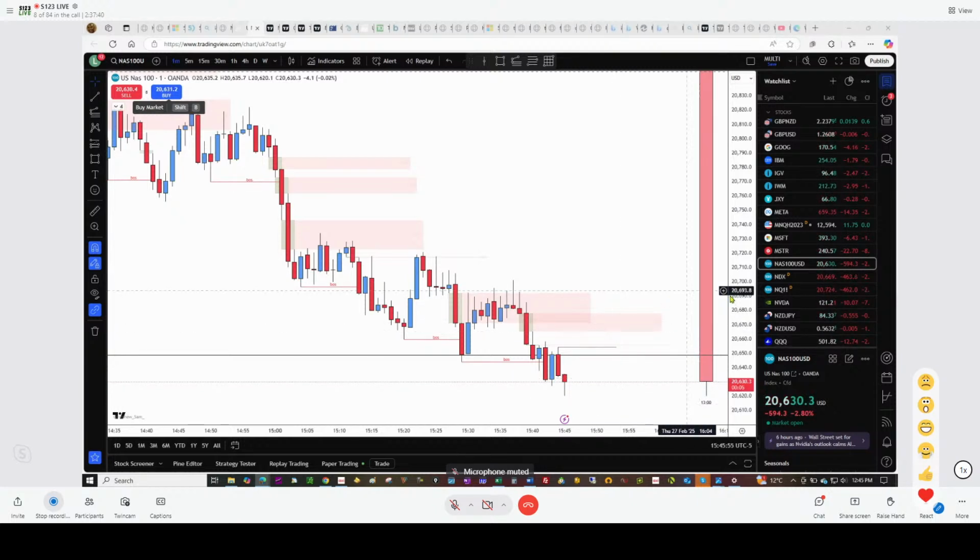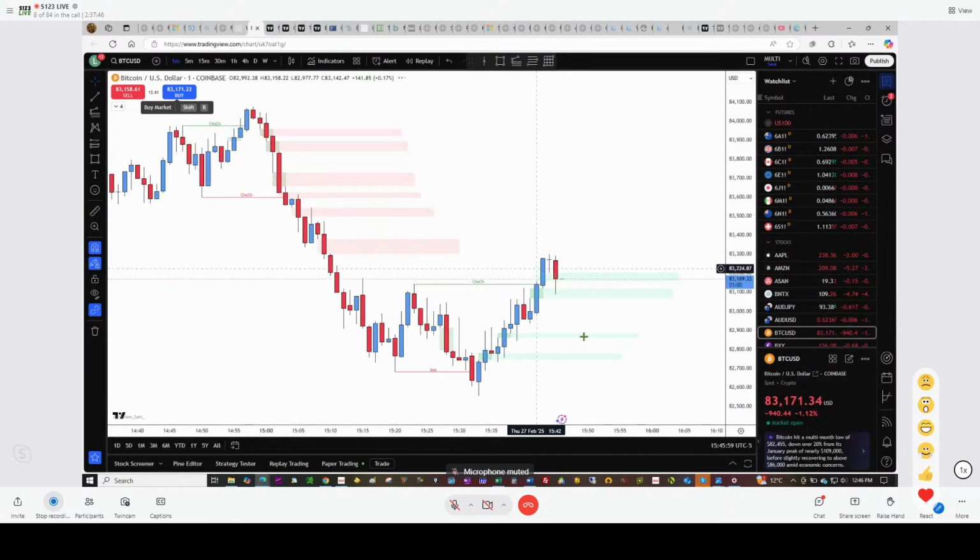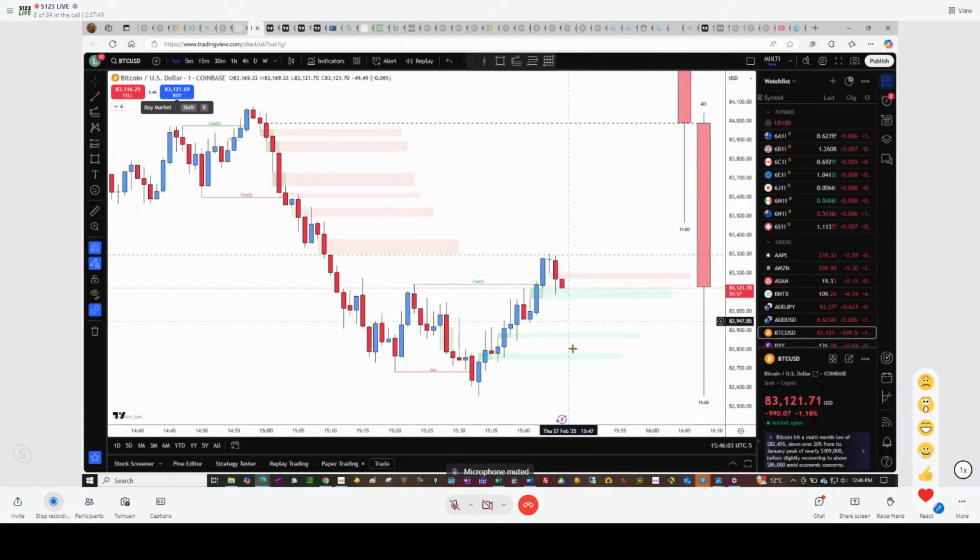In Bitcoin, I'm looking for a retrace of the current move. So can I get a retrace back? We have one gap there, but that was mitigated. I do have a gap on this side, so we could come back into that as a buy opportunity on Bitcoin. Can we come all the way back though, is the question.